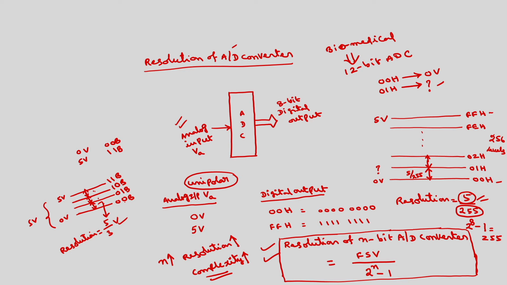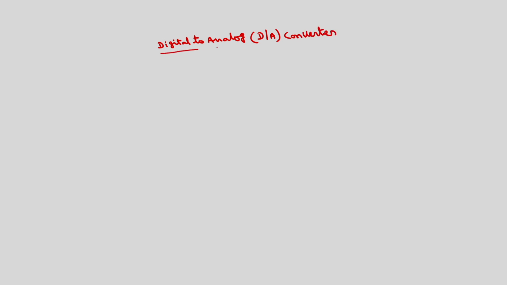After processing, again we have to control the analog devices. So for that we need a digital to analog converter. So the next topic is the digital to analog converter, also called D to A converter. This is simply the reverse of the A to D converter. So the input will be digital, the output will be analog.